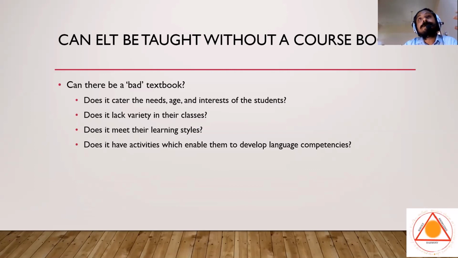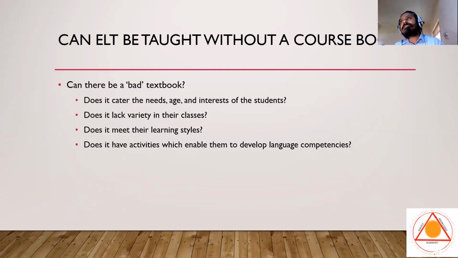Coupled with that, the variety is lacking, because when a textbook is used in the class, it needs variety. Variety in the sense of difficulty levels. It can be easy, medium and hard, advanced, intermediate and elementary. So if the textbook is not catering to those needs, it is a bad textbook. If it does not cater to the learning styles of the learner, auditory, visual and tactile, or even a combination of these three, then a textbook can be a bad textbook.